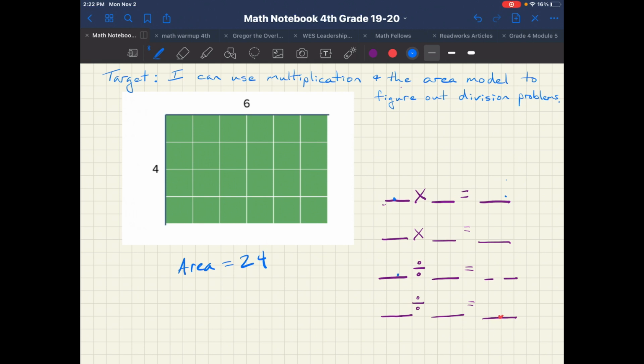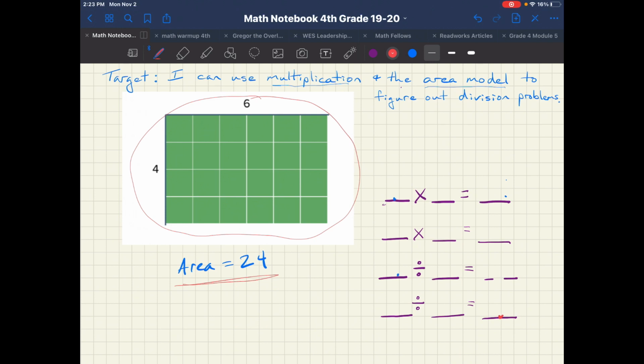So our target was to use multiplication and the area model to figure out division problems. We started out reviewing fact families. We have an area model here that's 4 tall and 6 wide. We know the area is 24, and we know we can make fact families using this rectangle. It's always going to have the same 3 numbers.